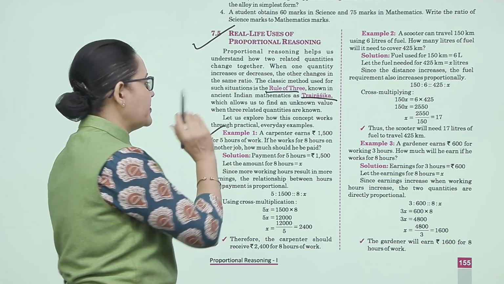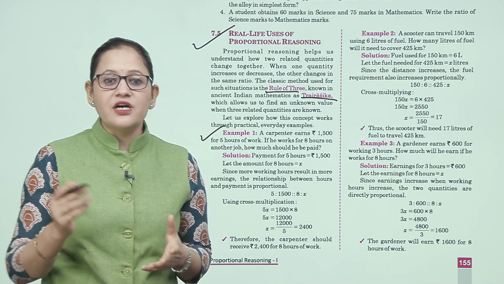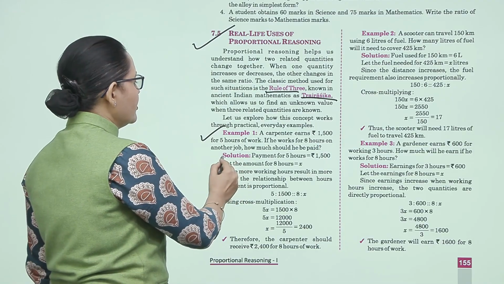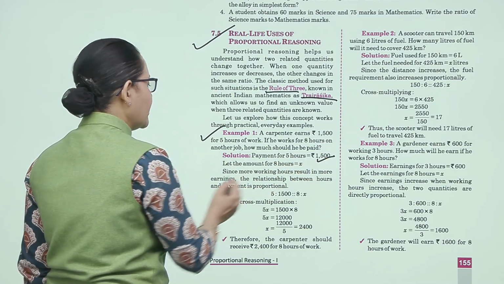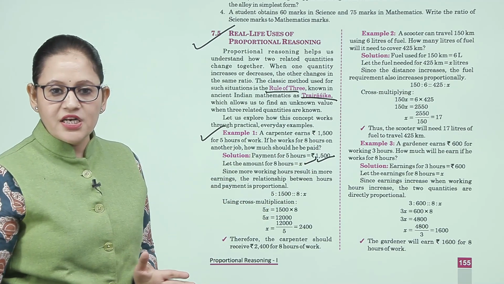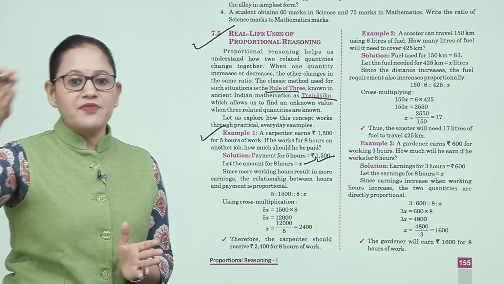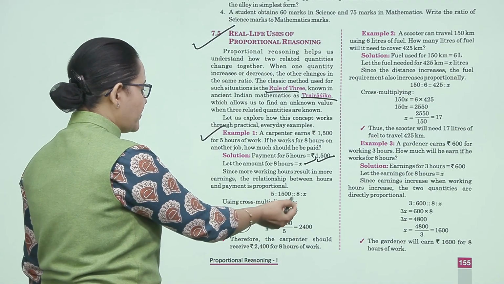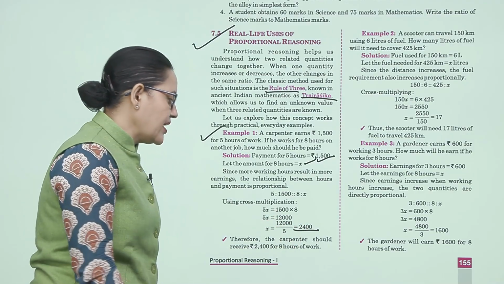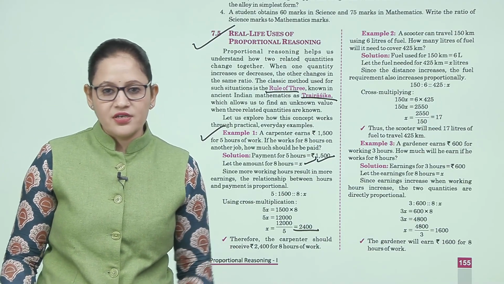Let's take an example here. A carpenter earns rupees 1500 for 5 hours of work. If he works for 8 hours on another job, how much should he be paid? So, the solution: payment for 5 hours is 1500, let the amount for 8 hours be X. Since more working hours result in more earning, the relationship between hours and payment is proportional. As the hours increase, the payment will increase. So, 5 ratio 1500 is proportional to 8 ratio X. So, we will find the value of X, which equals 2400. Therefore, the carpenter should receive rupees 2400 for 8 hours of work.